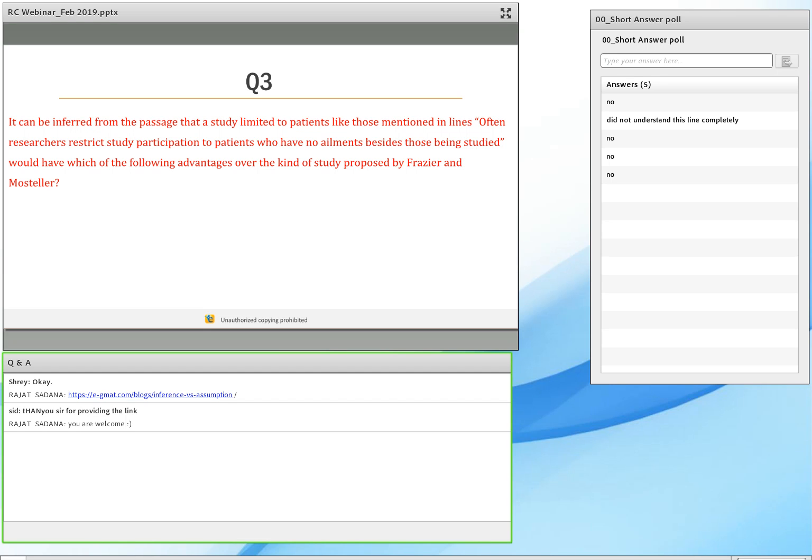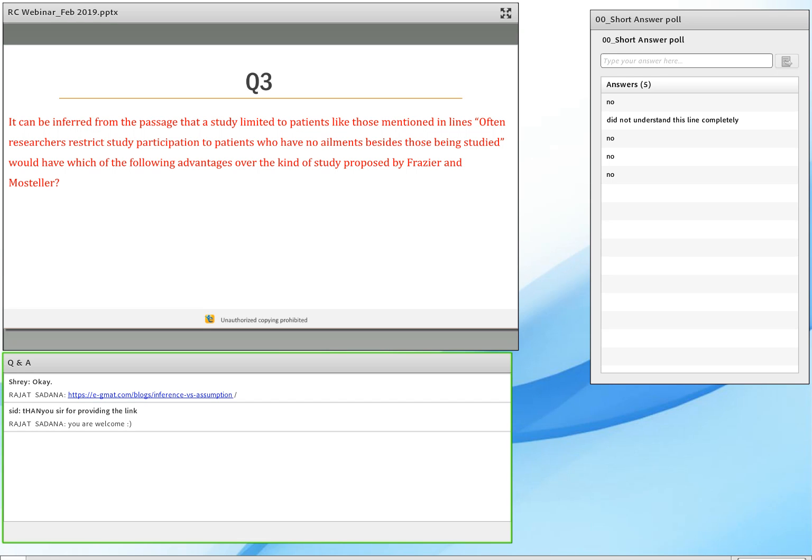If you did not understand this, question 3 talks about the same piece. Let's look at question 3 over here. Question 3 says it can be inferred from the passage that the study limited to patients like those mentioned in, again, the same lines. Often researchers blah blah blah would have which of the following advantages over the kind of study proposed by F&M.